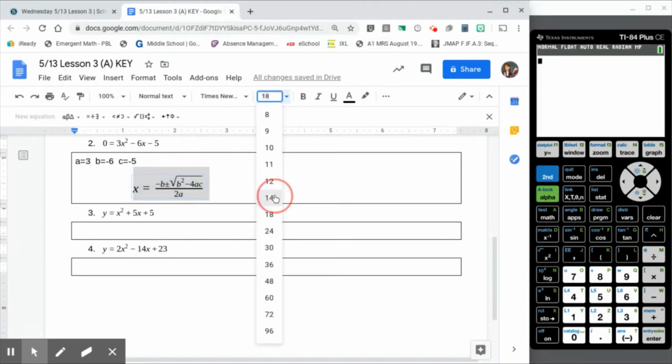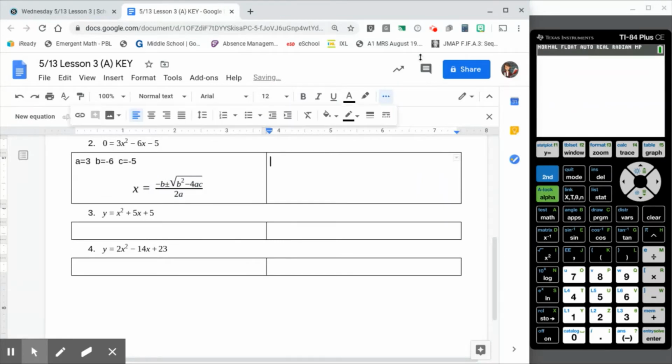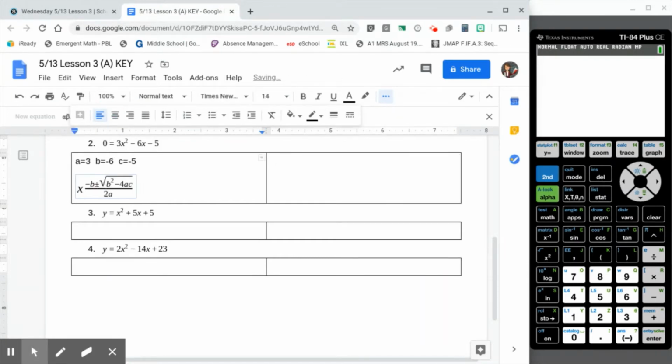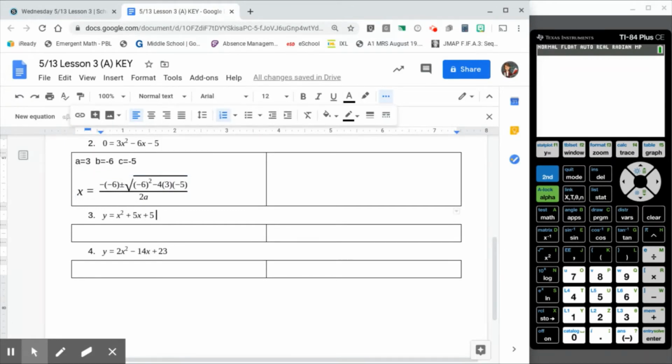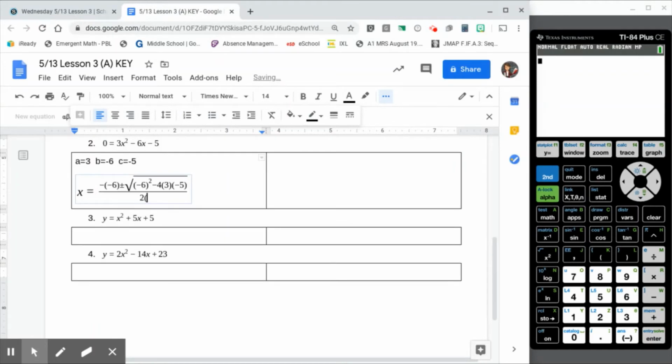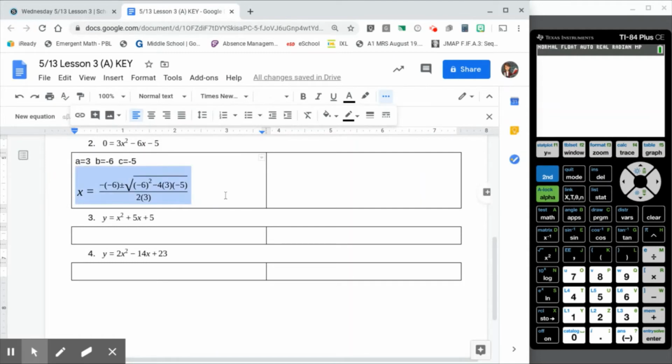I'm going to change that font size to 14. I'm just an organization freak, so I'm doing all this extra stuff here. Okay, so our B value, -6. Minus 4 times A, which is 3, times C, which is -5. And A is 3. And I'm going to copy and paste.